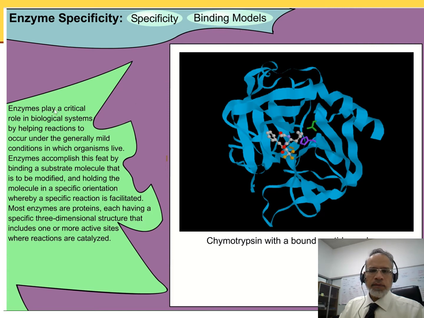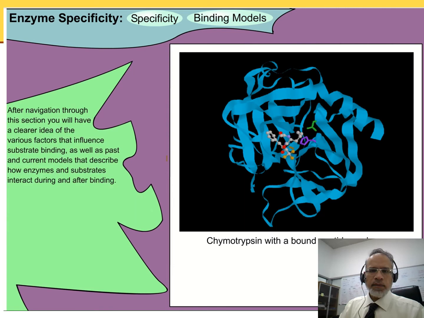So I'm expecting all of you to please read whatever is here on the left-hand side. It's really important. Now, what's showing here is a picture of chymotrypsin, the enzyme that we're looking at, and it's got a substrate bound in it, and they're highlighting a few of the residues that are involved in catalysis and the enzymatic reaction. So you have the histidine and aspartate, and you have the serine here somewhere. Okay, after navigation through this section, you will have a clear idea of various factors that influence substrate binding, as well as current models of enzyme and substrate binding.